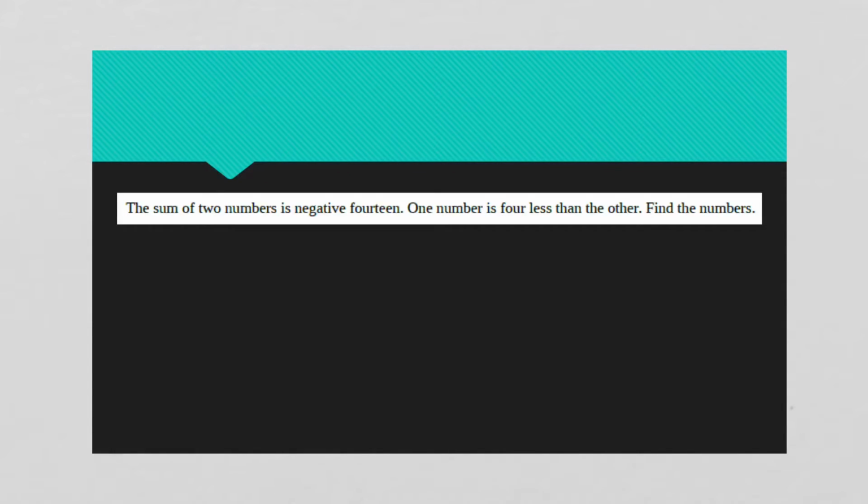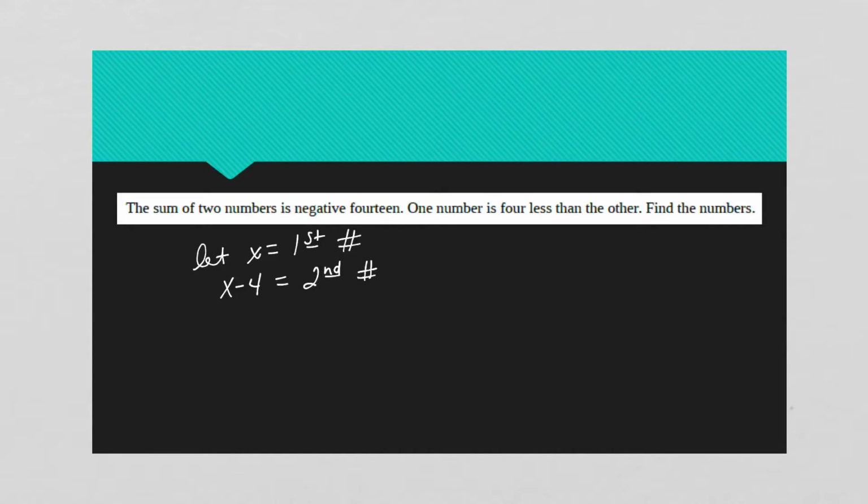Alright, this one says the sum of two numbers is negative 14. One number is 4 less than the other. Find the numbers. Again, we're looking for two things this time. So I'm going to let x equal my first number. It says here one number is 4 less than the other one. So I've got x minus 4 is my second number.